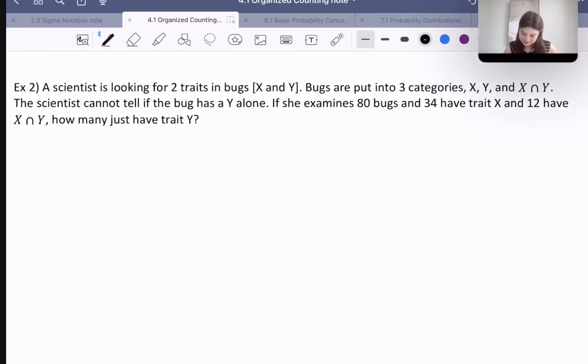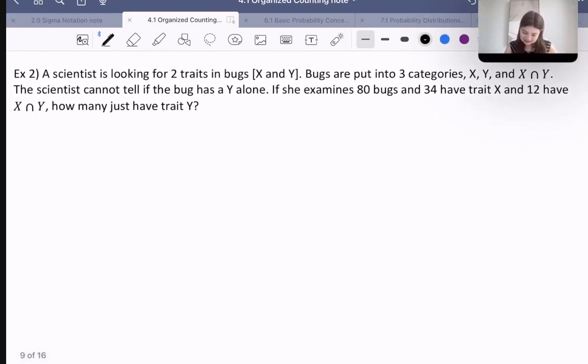Example 2 says a scientist is looking for 2 traits in bugs, X and Y. Bugs are put into 3 categories, X, Y, and X intersect Y. The scientist cannot tell if the bug has a Y alone. If she examines 80 bugs and 34 have trait X and 12 have trait X intersect Y, how many have just trait Y?